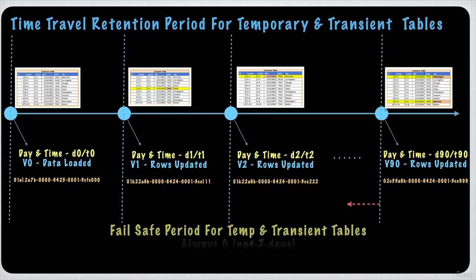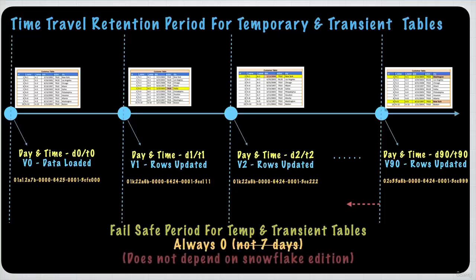Now let's quickly see how the fail-safe period looks. The fail-safe period for a temporary or a transient table is always 0, so it does not even change no matter whether you have a standard or a higher edition of Snowflake. Unlike a permanent table where the fail-safe period is 7 days, for temporary and transient tables it is always 0. And this is done for a purpose. If you are doing a lot of development activities and you don't want to retain the data because it is constantly changing, you can create a transient table instead of creating a permanent table. Because if you create a permanent table, even if you drop the table, you still have to incur the 7-day storage cost. So this is a very important fact, and it is very important to remember if you are constantly working in Snowflake.